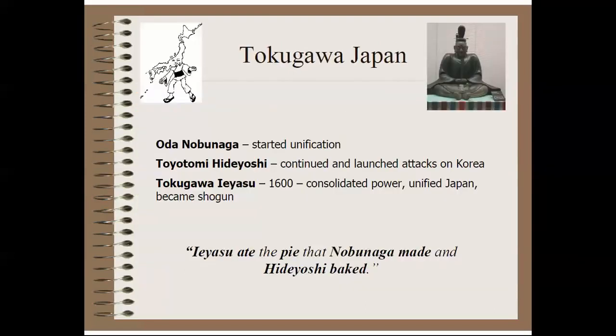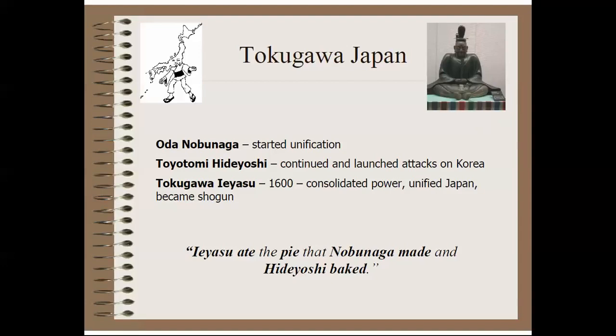The next one, let's talk about Japan. Japan establishes the Tokugawa shogunate, which is going to be the most powerful shogunate, which is going to last throughout this unit and up until halfway through the next unit. Oda Nobunaga was the first shogun of Japan that starts unification. He is assassinated. One of his generals, Toyotomi Hideyoshi, continues and launches attacks on Korea and continues with the unification of Japan to make it a feudal state.